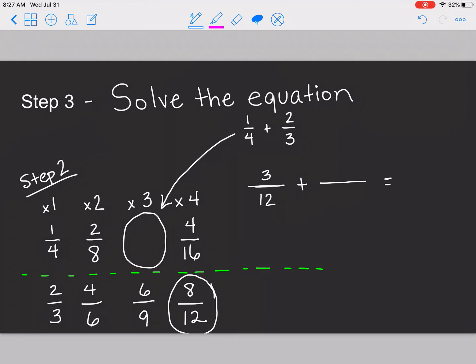Now the next one I'm going to look at is the 2/3. Well, for 2/3, I'm going to come down here to my 2/3 line and see, well, what was the equivalent fraction for 2/3 that has 12ths as the denominator? And so I see it's 8/12. So I'm going to take 8/12, and it's going to go and live in the side of my equation that was originally 2/3.